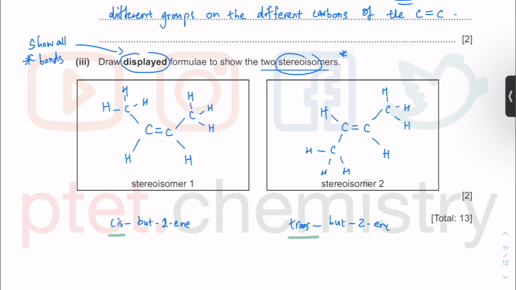They don't specify that it has to be cis here. You can draw the trans here and the cis here. As long as you show all the covalent bonds, you will be fine, and not make the mistake that I made earlier and draw but-1-ene, because but-1-ene doesn't have the stereoisomer. It's the but-2-ene that shows the geometric isomers, which are the cis-trans isomers as stated in the AS syllabus. Okay, that's it really for this 13-mark question. And I think that's it really for this whole paper.